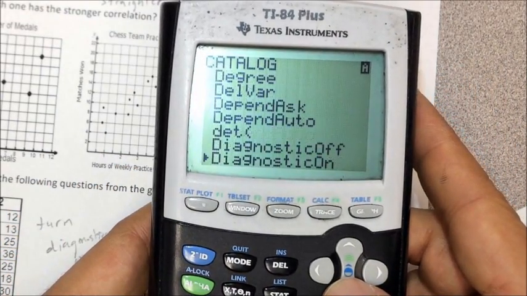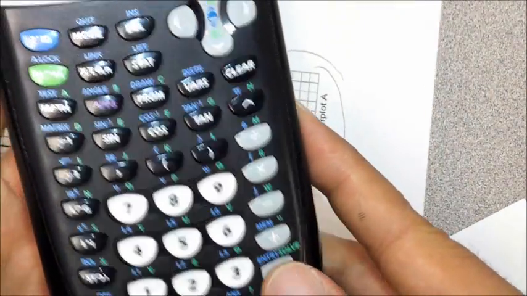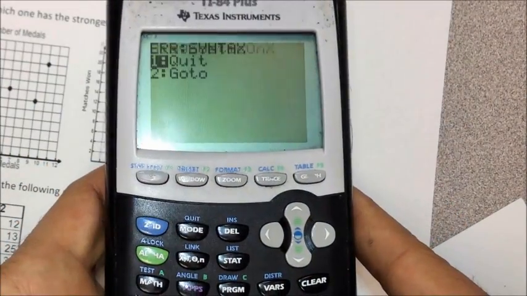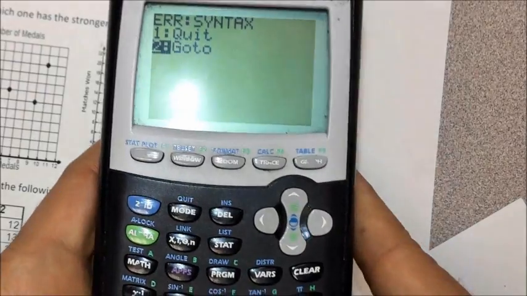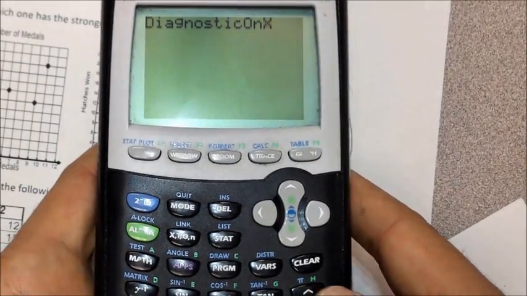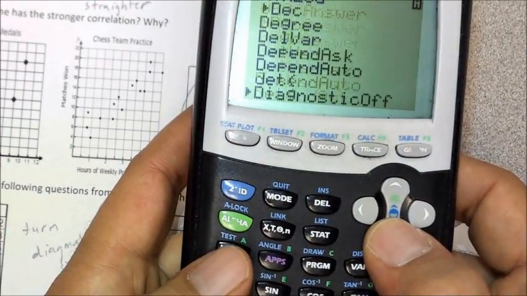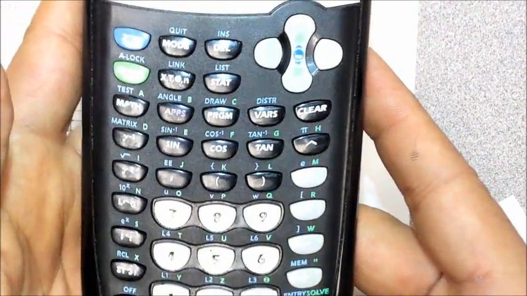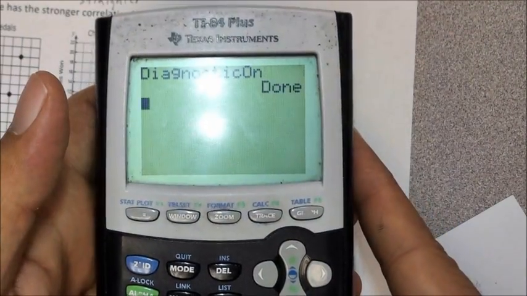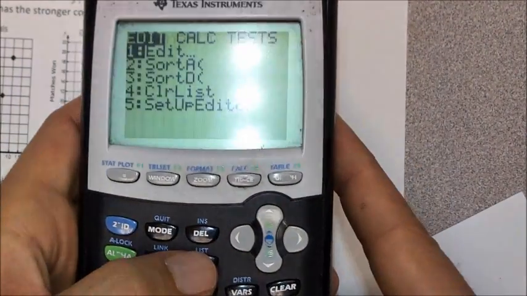Now we can go all the way until we find diagnostic on. You press enter, and enter one more time. See, I made a mistake. There's an X there, so you just press enter, you fix it. And try that again. Second catalog, letter D, diagnostic on, enter, enter.